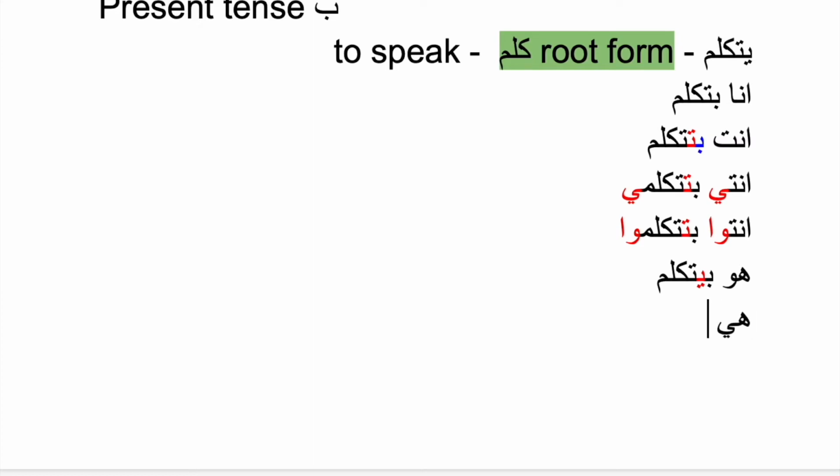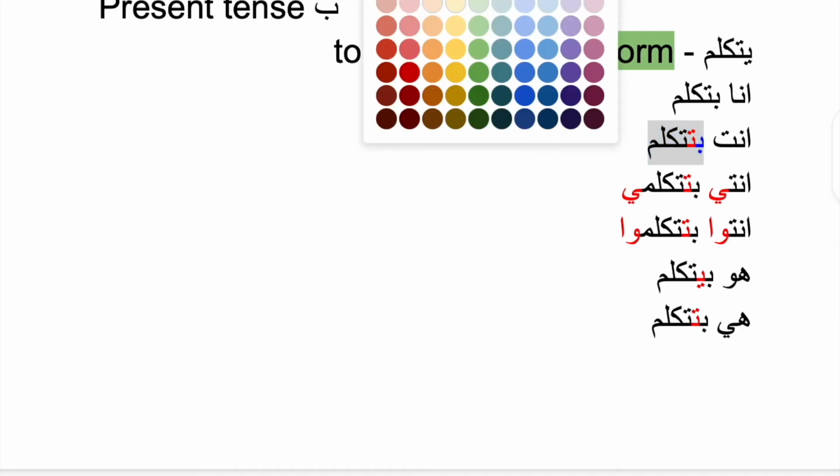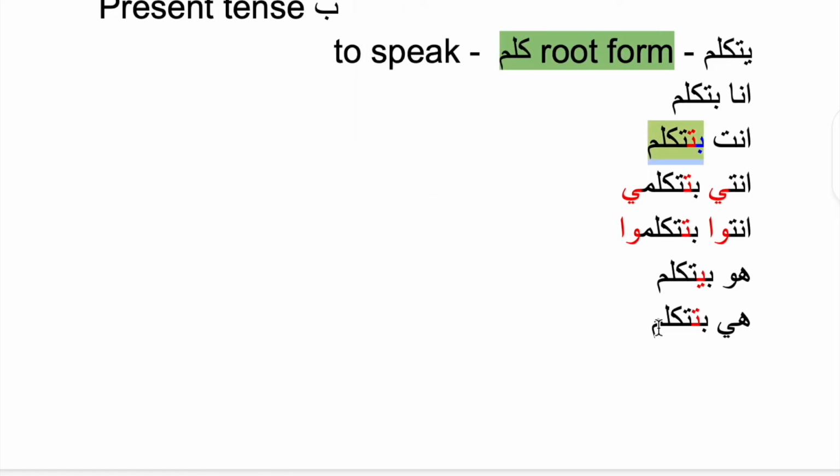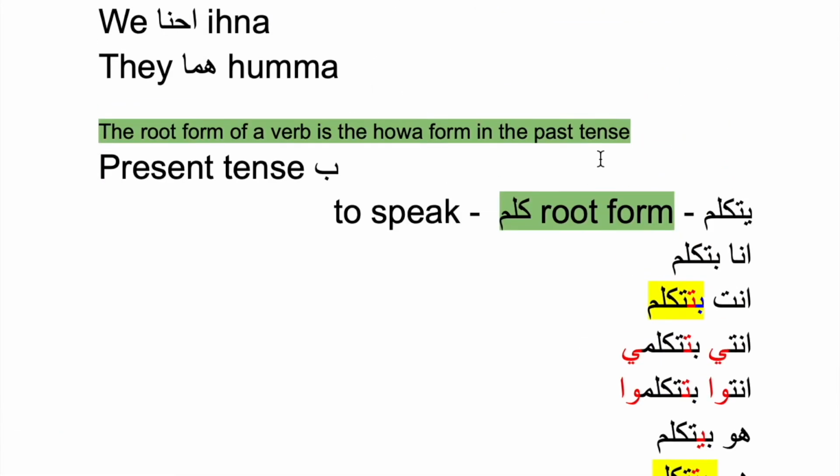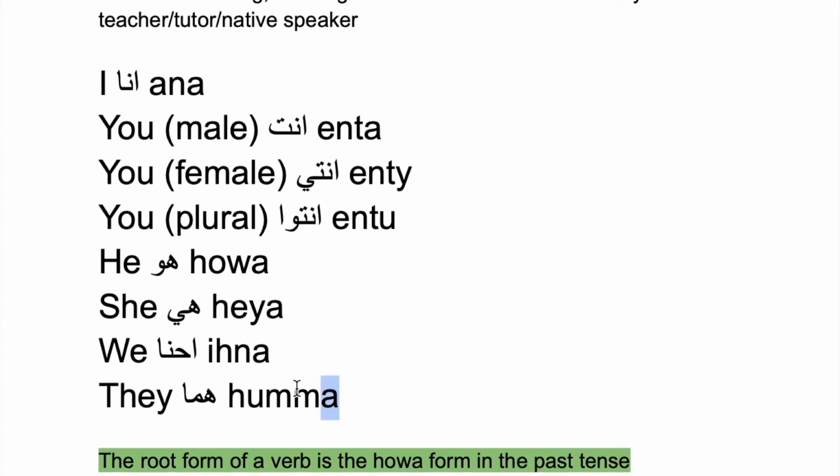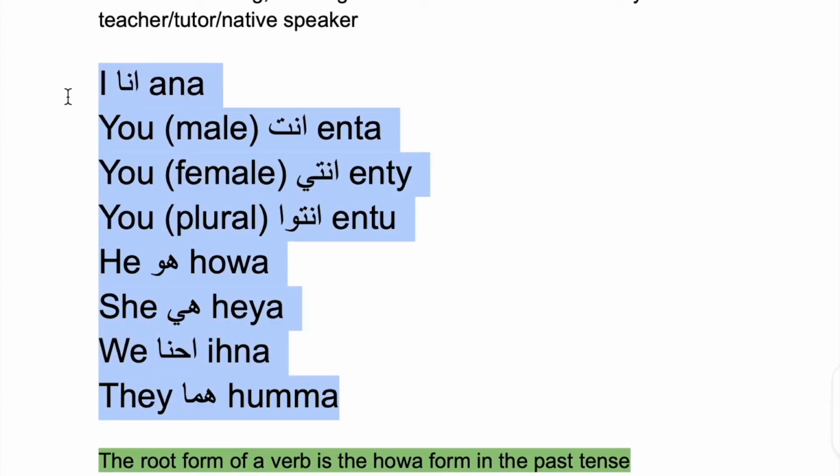Now let's do هي. Remember, هي is she. And actually, هي is the same as أنت. هي بتتكلم. So I'll highlight these two to show that they have the same conjugation. So let me delete this so we have more space.